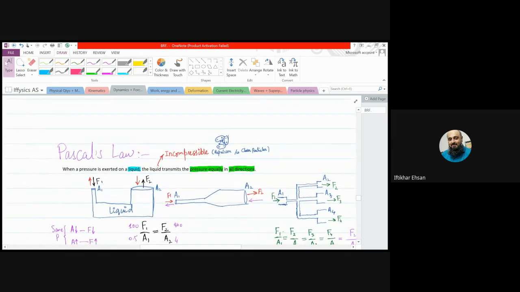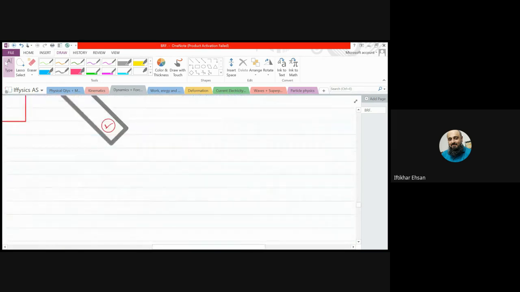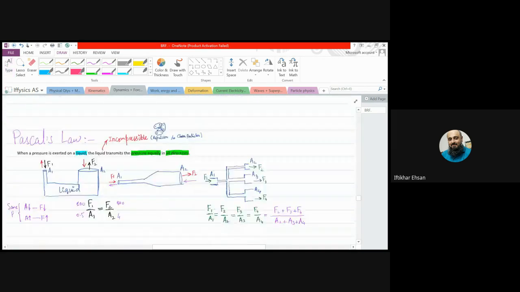So, what is Pascal's law? Let's get back to that. Whenever a pressure is exerted on a liquid, the liquid does not absorb but transfers the pressure equally in all directions. Right? Okay. So, how is it applied?